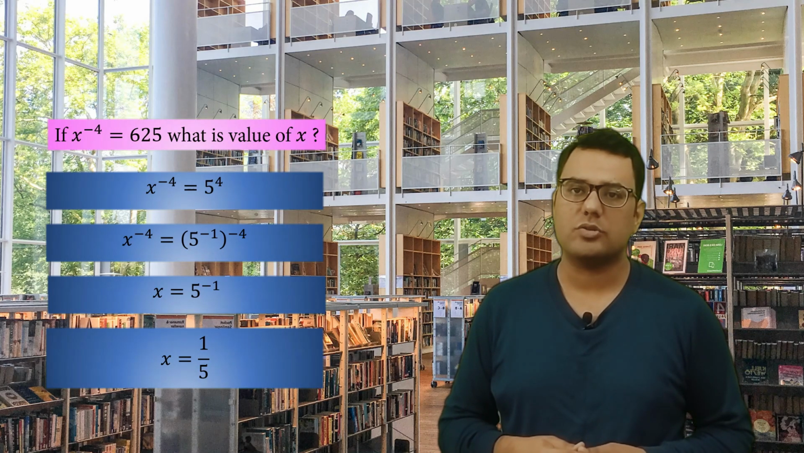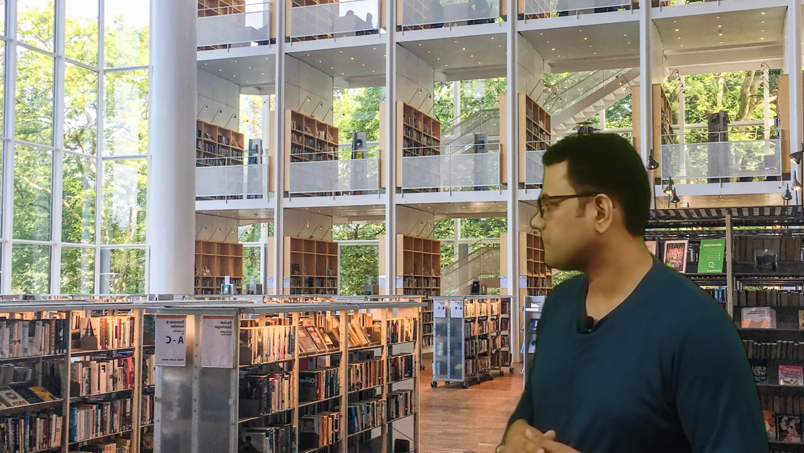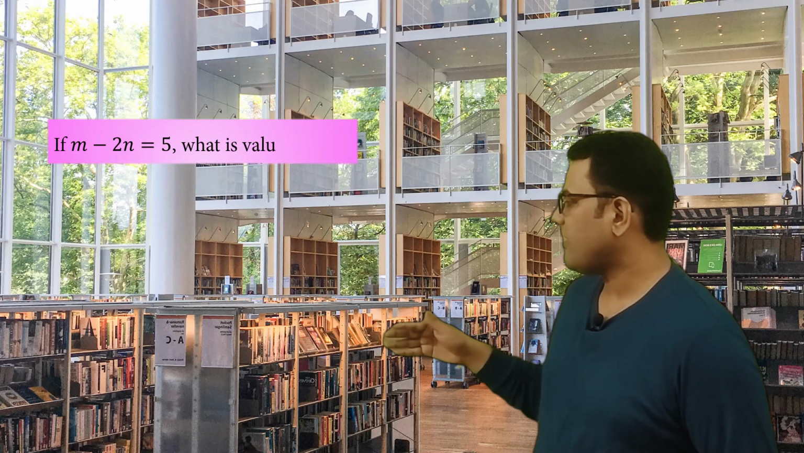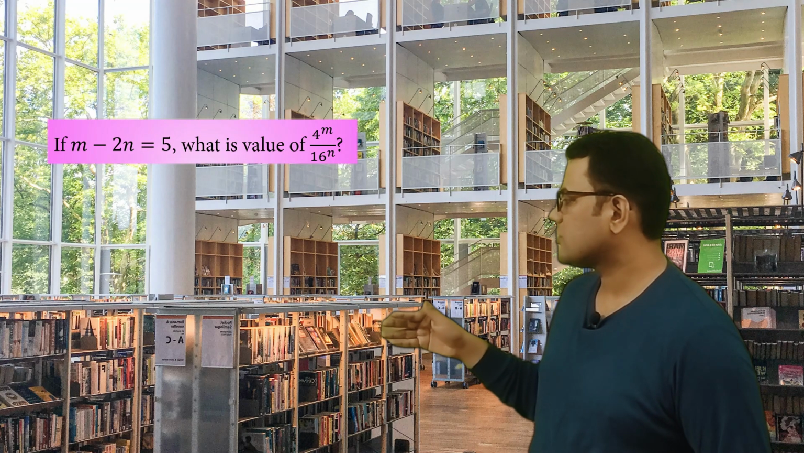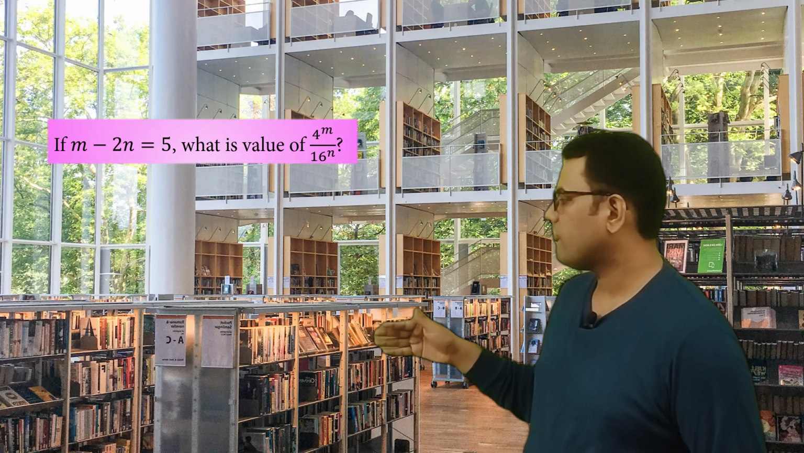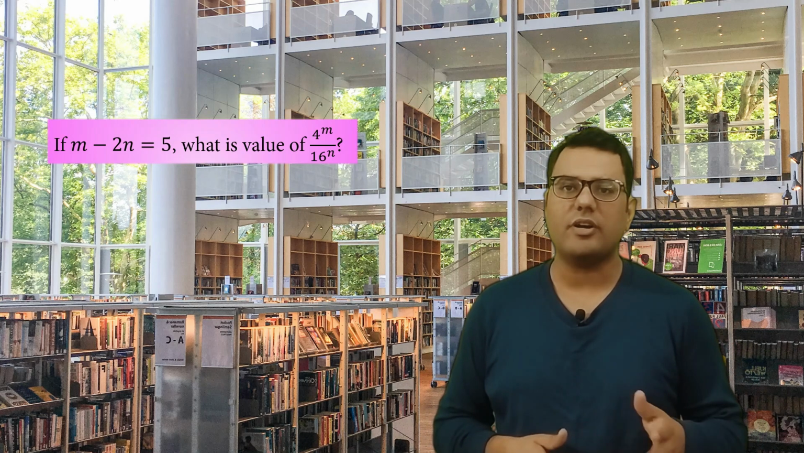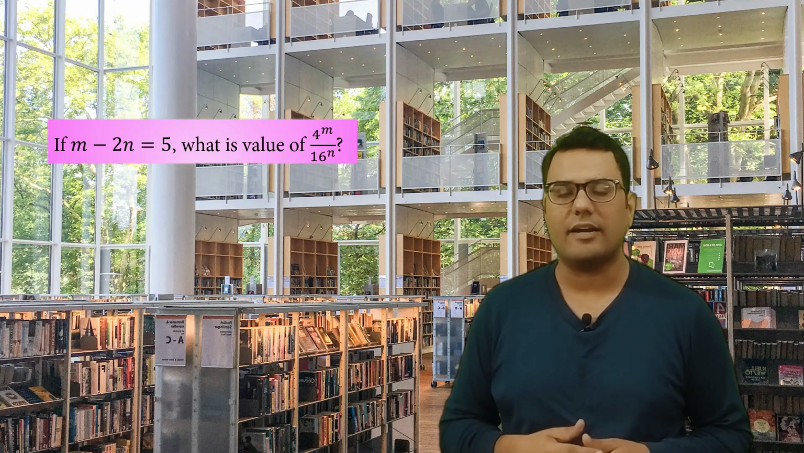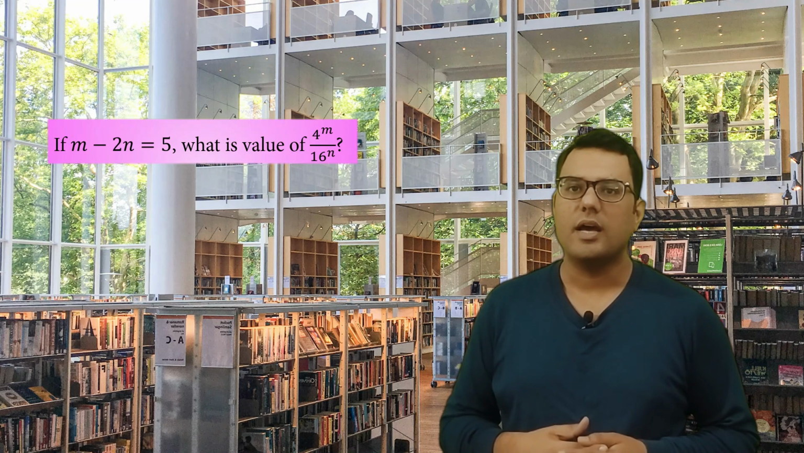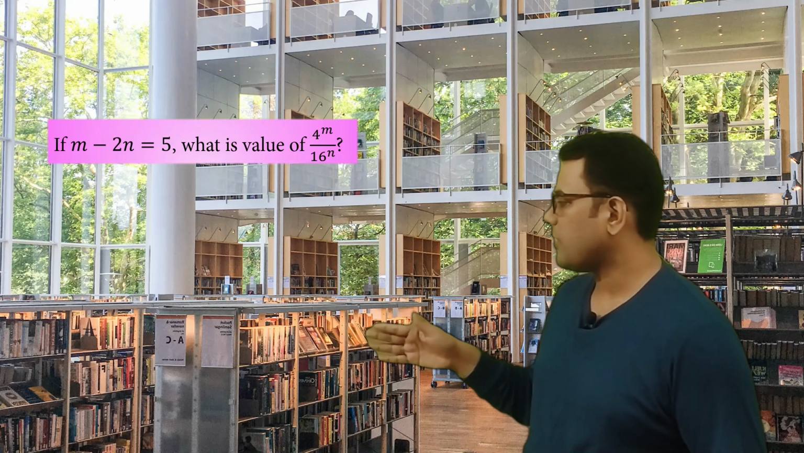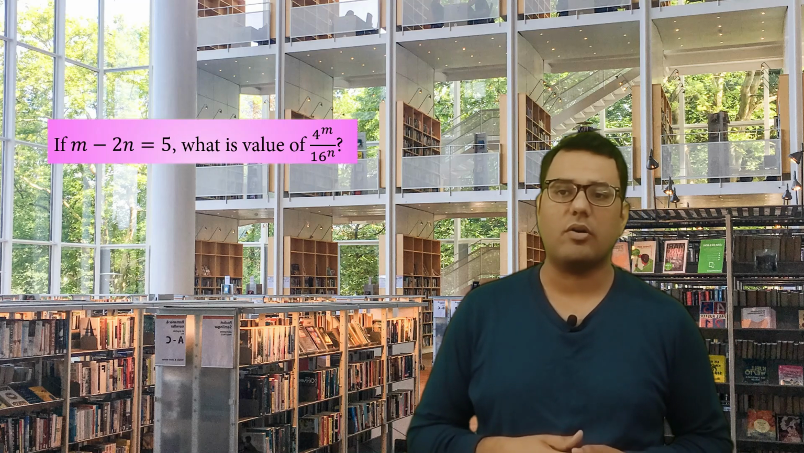So that's how you can solve equations in which exponents are there. Let's solve another problem. It states that if m minus 2n equals 5, what is the value of 4 raised to the power m upon 16 raised to the power n? Now different options can be given to you, that which of the following options is equivalent to 4 raised to the power m divided by 16 raised to the power n. So how do we solve these kinds of problems?